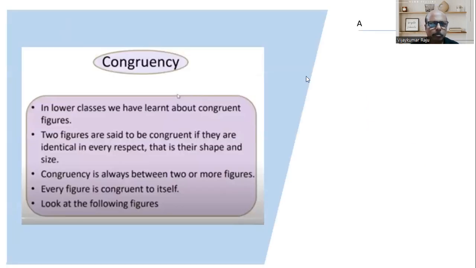Now, before we get into this exercise, let us clear some concepts. The thing is about congruency and similarity. So let us see what is congruency. In lower classes, we have already studied about congruent figures. Two figures are said to be congruent if they are identical in every respect. That means the shape and size must be the same and equal.